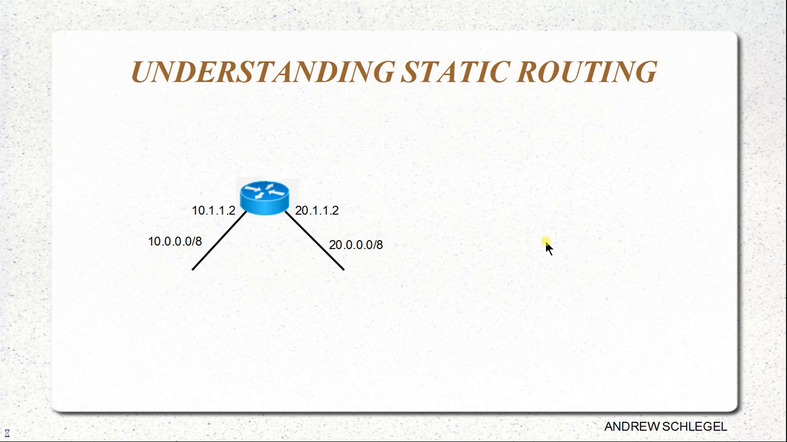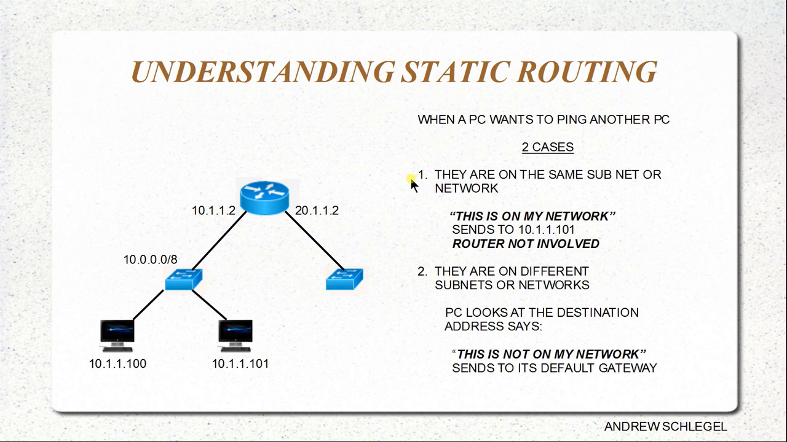Okay, so on this router, we have an IP address that is on the 10 network. It's 10.1.1.2, and this IP address is from the 20 network, and it's 20.1.1.2. Now, in real life, we have to go into the router and configure these IP addresses on the interface of the router, although you're not going to have to do that in this project. Okay, so let's go ahead and add a switch and two computers.